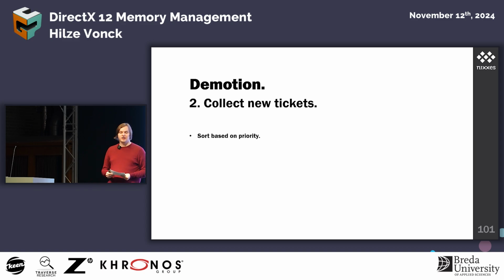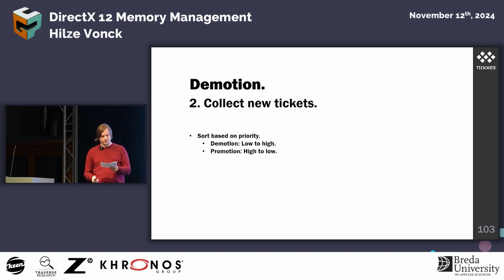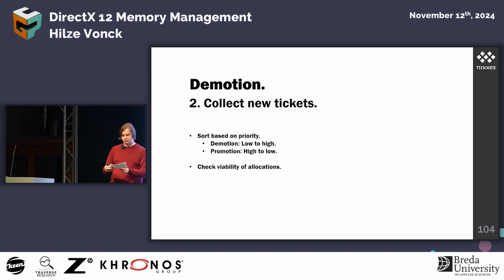We then sort these allocations based on their priority. For demotion, we go from lowest priority to highest priority, while for promotion, we do the opposite. Then we loop over all of the allocations and check if they're viable. The viability check consists of a couple different parts too.